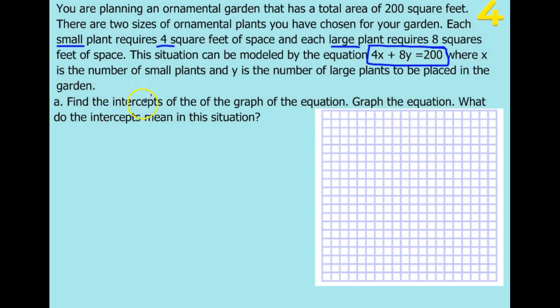Here's our keyword, find the intercepts. That's our x-intercept and our y-intercept. And then graph the equation, and what do the intercepts mean? So for our x-intercept, y is 0, and for our y-intercept, x is 0.